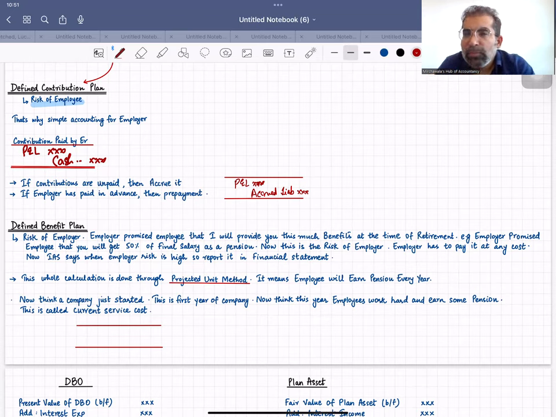Now in this case, the accounting will be quite different, totally different accounting, because the employer is facing a big risk. So this risk should be reflected in the employer's books, and that's what we are going to do now. So now let's read these lines.